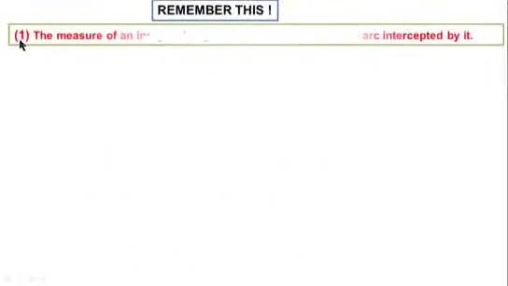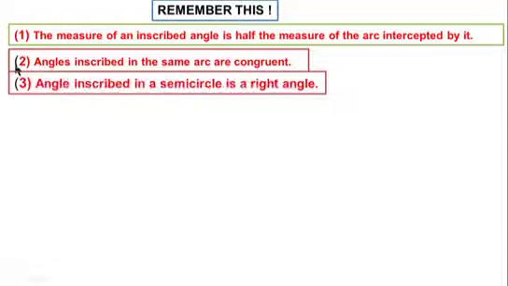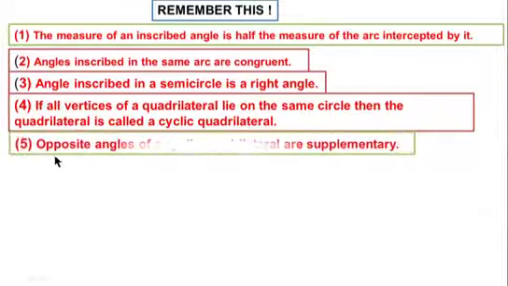Remember this. First, the measure of an inscribed angle is half the measure of the arc intercepted by it. 2. Angles inscribed in the same arc are congruent. 3. Angle inscribed in a semicircle is a right angle. 4th, if all the vertices of a quadrilateral lie on the same circle, then the quadrilateral is called a cyclic quadrilateral. 5th, opposite angles of a cyclic quadrilateral are supplementary.